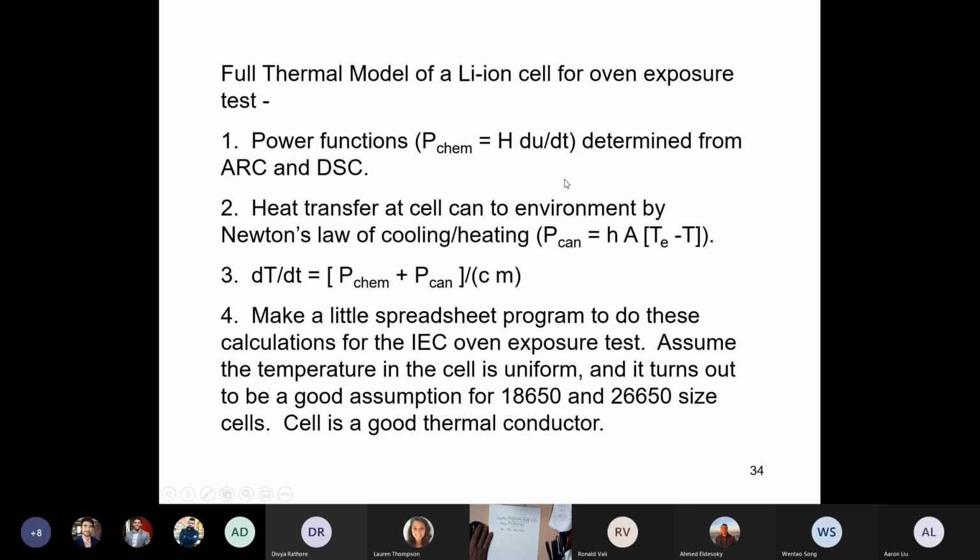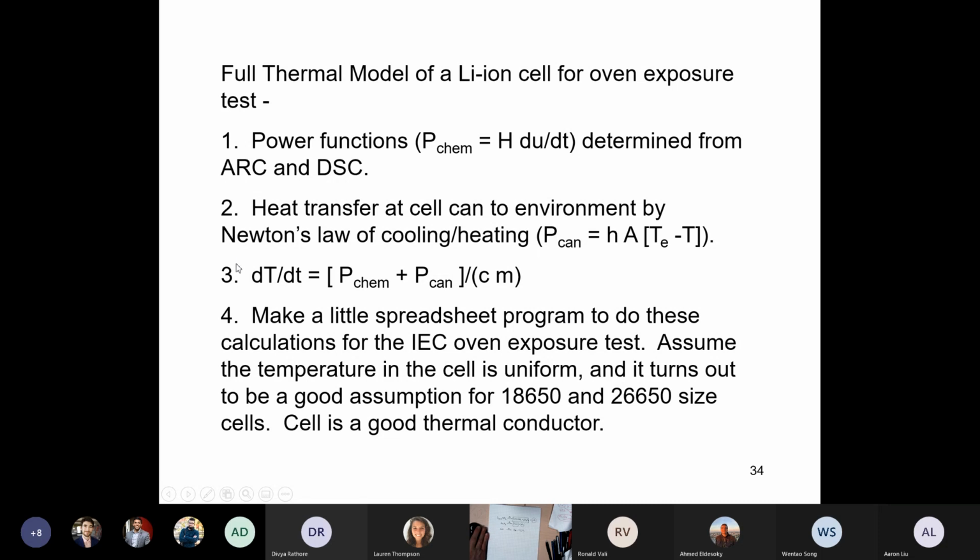So that will be heat that's generated in the lithium-ion cell when it's heated to high temperature in an oven test. And then you have to worry about the heat transfer from the cell to the environment by Newton's law of cooling. We talked about that before. Normally here, the cell temperature is going to be greater than the environment temperature. So the heat is going to be lost as the temperature goes above the environment temperature. So this term will be negative.